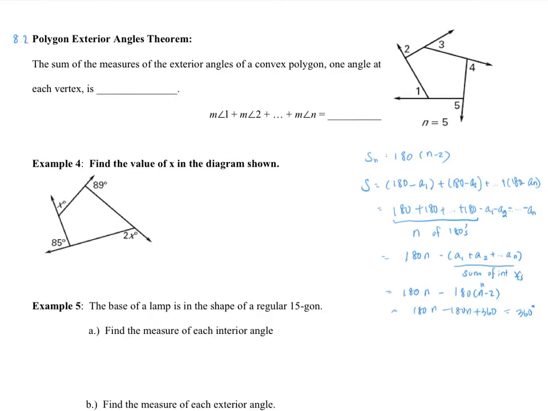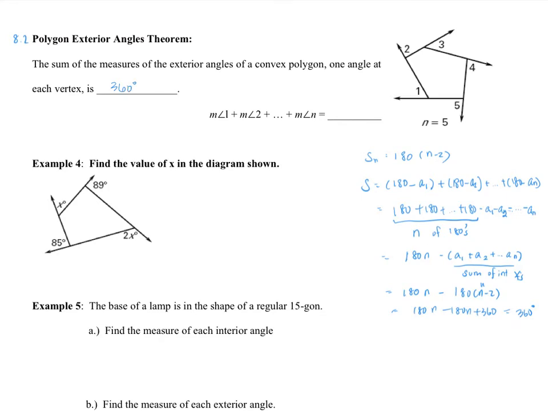Okay, 8.2. Polygon exterior angles theorem states that the sum of the measures of the exterior angles of a convex polygon, one angle at each vertex, is 360 degrees.